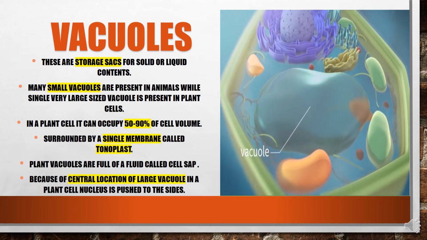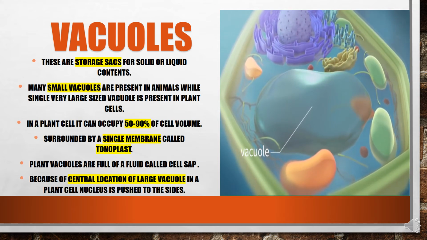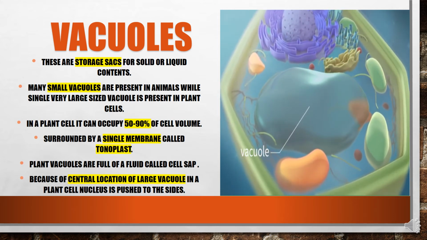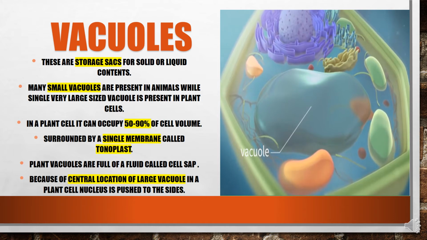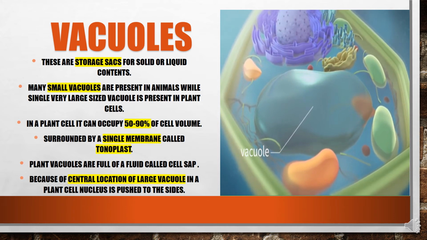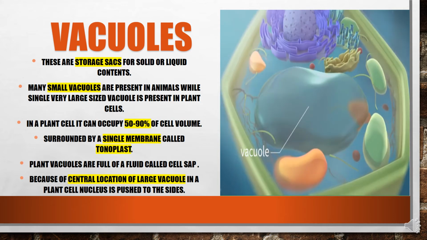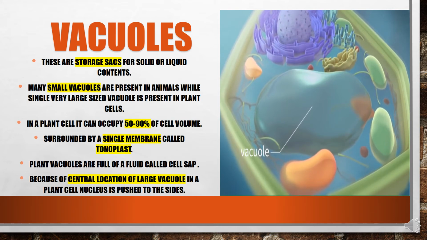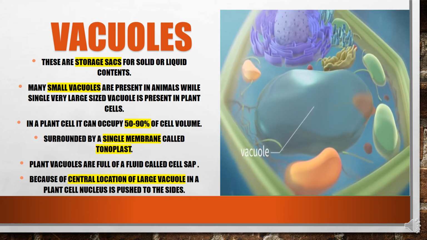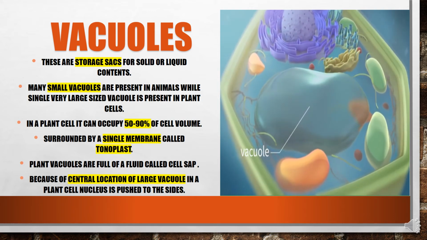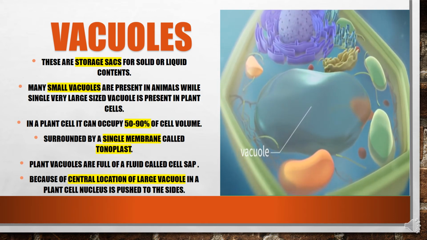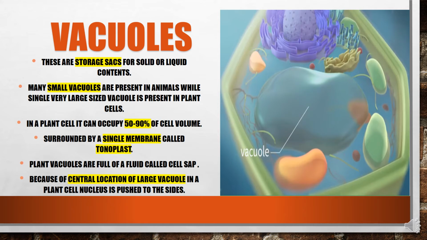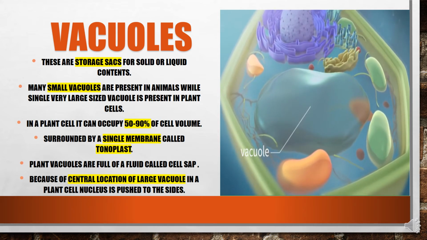So the vacuole can cover 50 to 90% part of the whole plant cell. So for a plant cell the largest organelle is vacuole, and it is surrounded by a single membrane called tonoplast, and plant vacuoles are full of a fluid called cell sap. Inside them there is a fluid which is called cell sap, and as you can see here, it is occupying the central portion in a plant cell. Because of this centrally located large vacuole, the nucleus is shifted to the corner. That is the reason that in plant cells the nucleus is pushed towards the sides or the peripheral region of the cell.